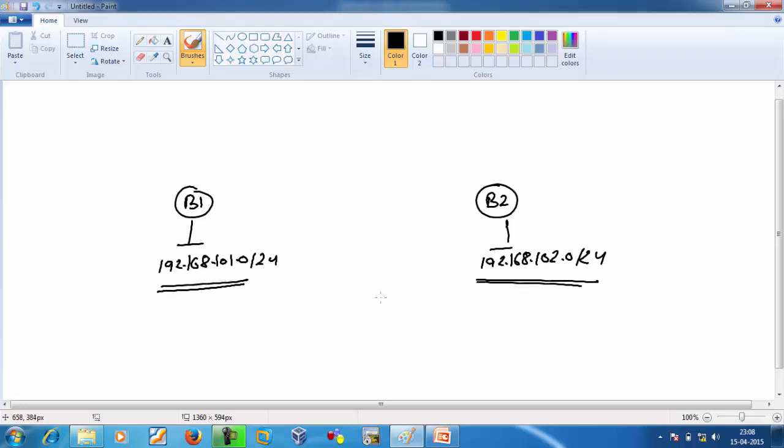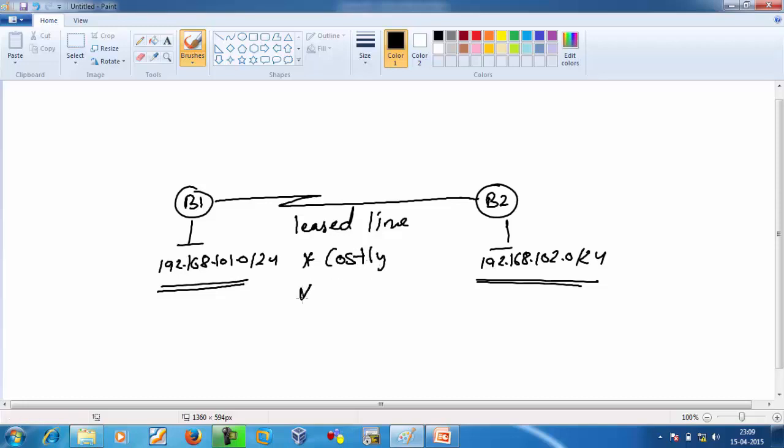If we want this reachability, we require a leased line. If we purchase a leased line from branch 1 to branch 2, a dedicated line, that is called a leased line. Now it is costly. If we talk about speed, speed will be slow. But here we get one thing, that is security. If you purchase a leased line, you completely own it. No one has the right to access it.